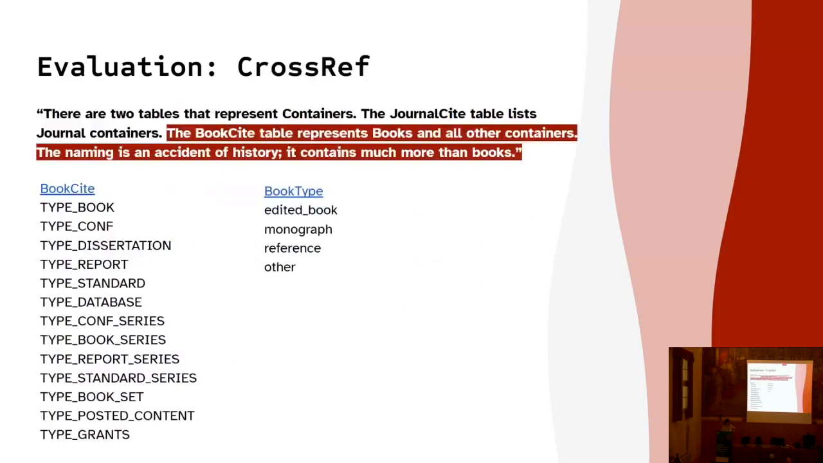Then looking at Crossref, we come across something which I think is a key challenge here, which is that the book site table represents books and all other containers. The naming is an accident of history. It contains much more than books. And it really does. There's a good list there. And then in the book type list, you have a much shorter list. But I appreciate that they do name that the book site table really is everything that isn't a journal, because all of that's in the journal site table.